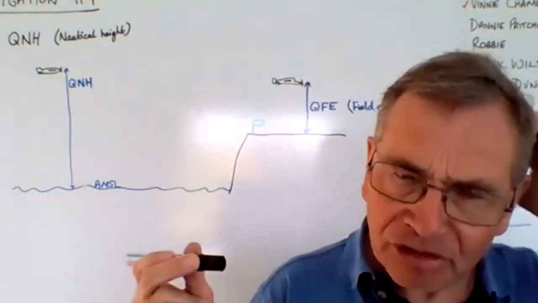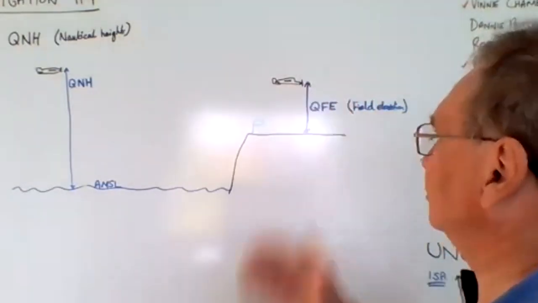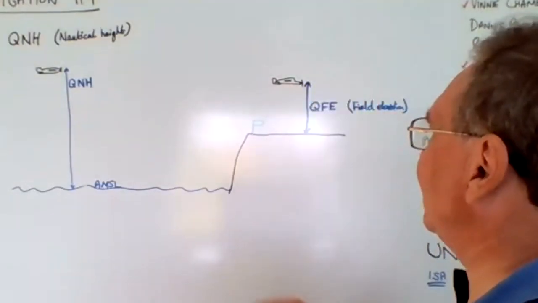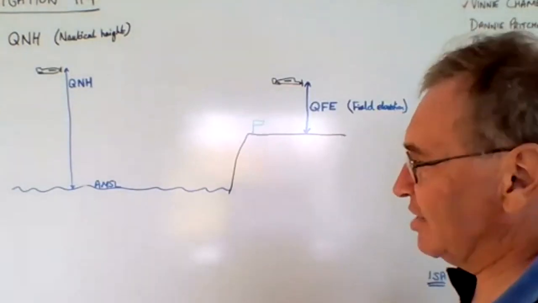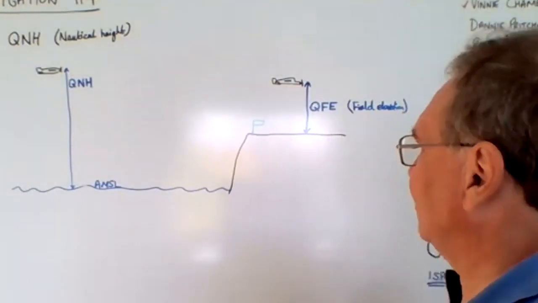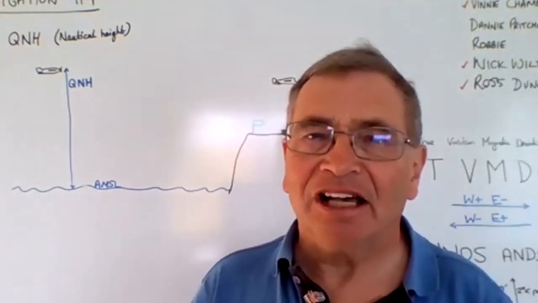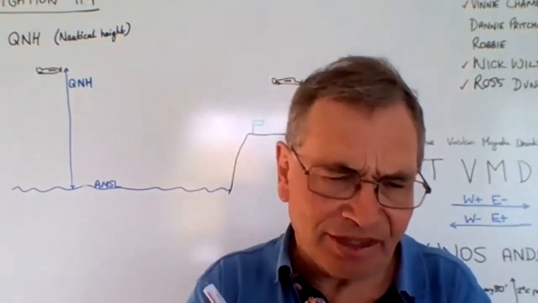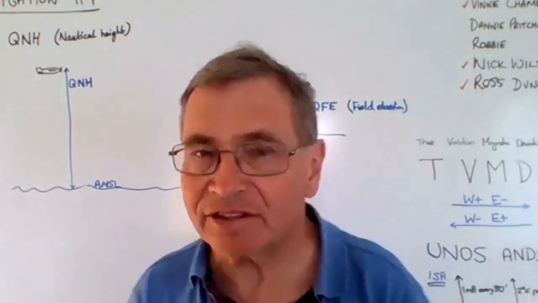What do you reckon, Ross? Why do we actually bother? We could set QFE, height above where we take off from, and we could set QFE to the airfield we're going to eventually land at. Why do we actually want to bother with QNH? What's its significance?